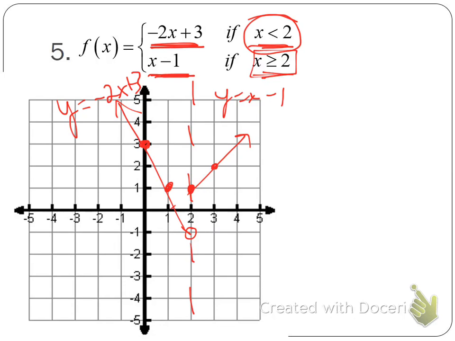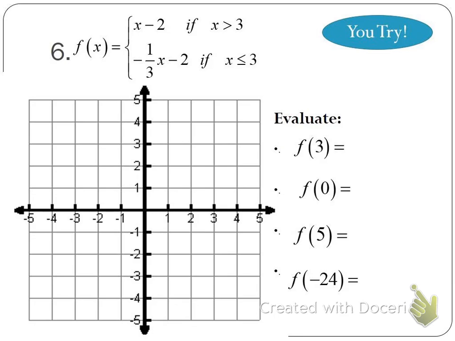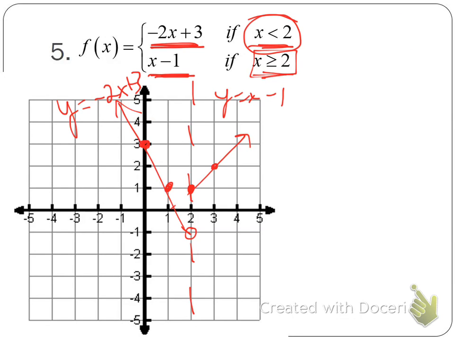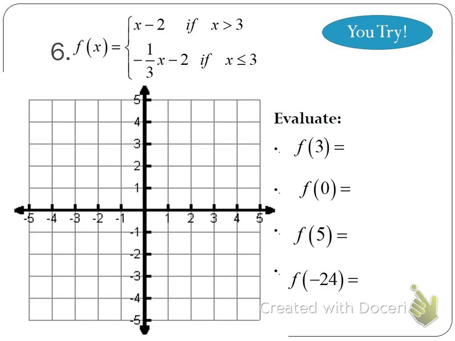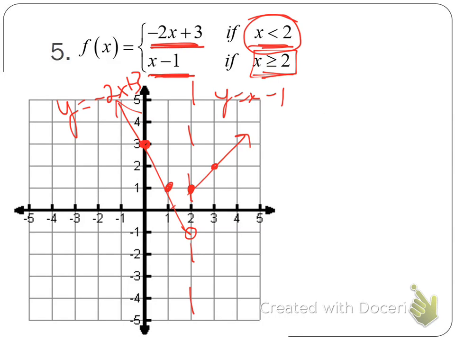Hopefully that makes enough sense. You got one here to try on your own. Oh, sorry, I almost forgot. No, actually we want to talk about evaluating these functions. Okay? So I'm going to quickly create the graph. Oh, sorry, I'm losing my train of thought here.